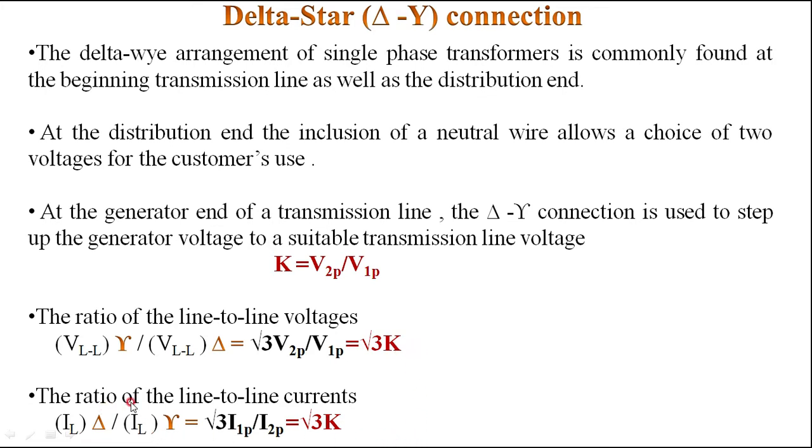At the same time, the ratio of the line to line current, the current ratio, is exactly the reverse of the voltage ratio, that is the primary current to the secondary current, that is IL delta by IL star, where in the delta connection, we know that line current is root 3 times phase current, that is root 3 times I1P, divided by the secondary current in the star, where the line current is the same as the phase current. Therefore, what we are getting here, once again, the transformation ratio for the line to line current is root 3 times K.